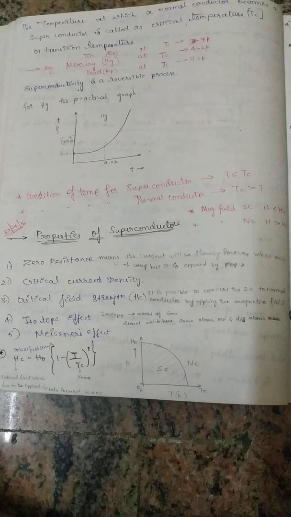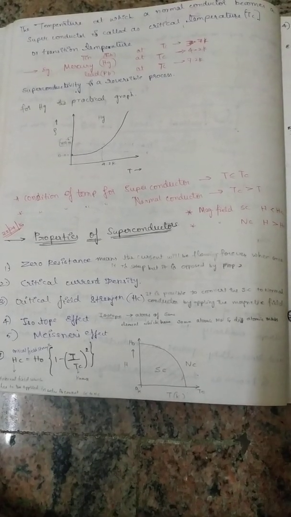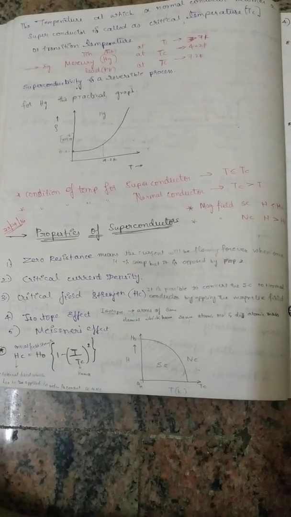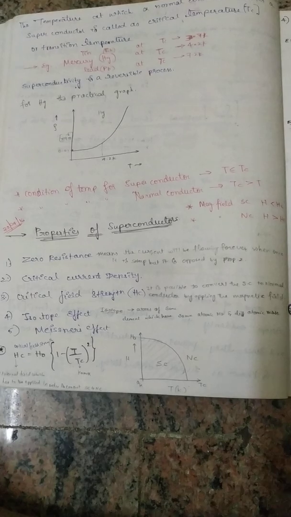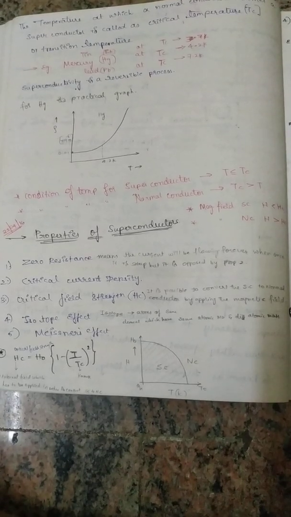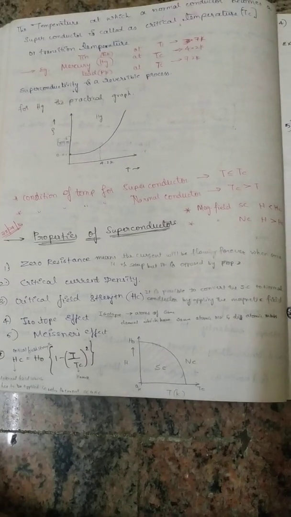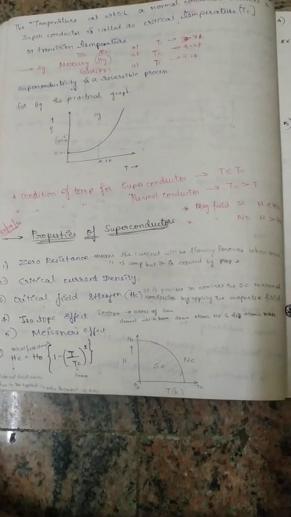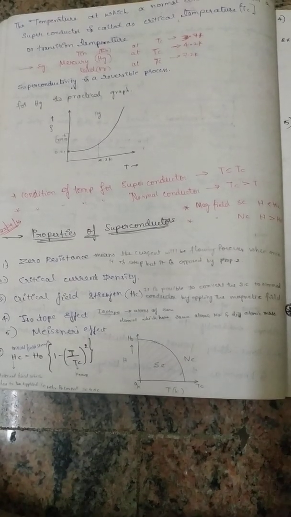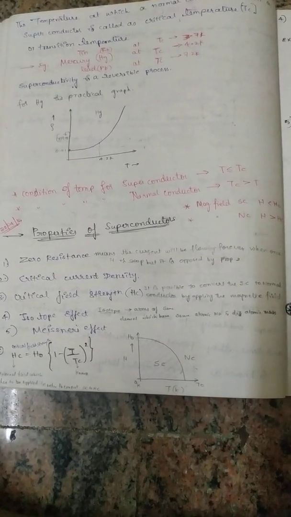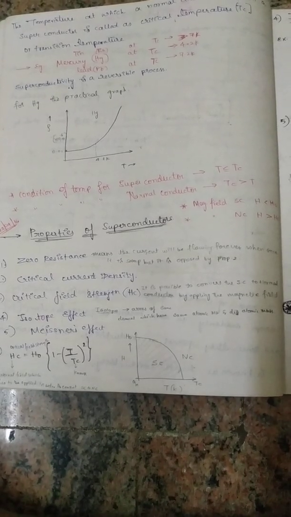Okay, now let us see a practical graph for mercury. As the temperature and the resistivity are plotted against each other for the metal mercury, we can see that at 4.2 Kelvin it starts conducting as a superconductor. That is when the y-axis is around 0.01 and the x-axis is around 4.2 Kelvin.